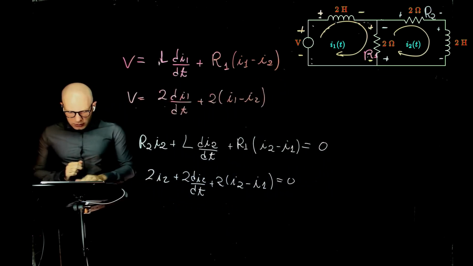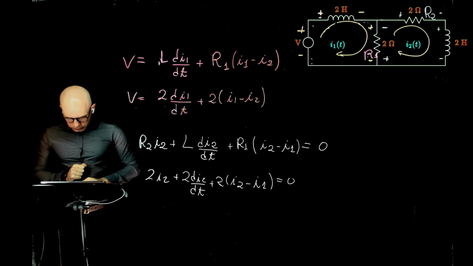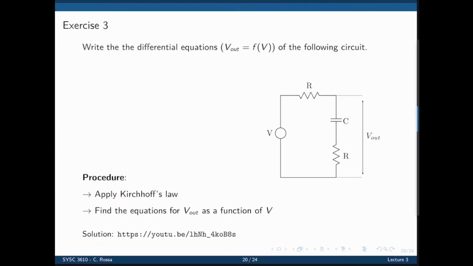Right, so let's do one more. So here's an even simpler circuit. I should have come up with more complicated questions. Here's exercise 3. Differential equations between the input voltage V and the output voltage V out, which in this particular case is defined as shown there.